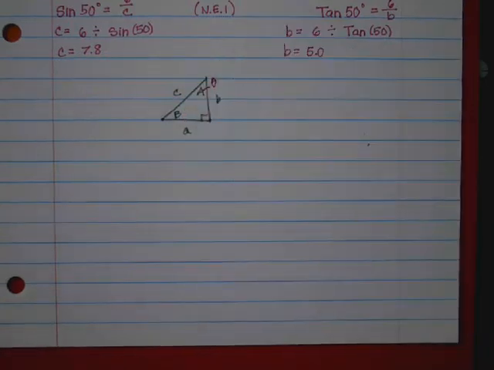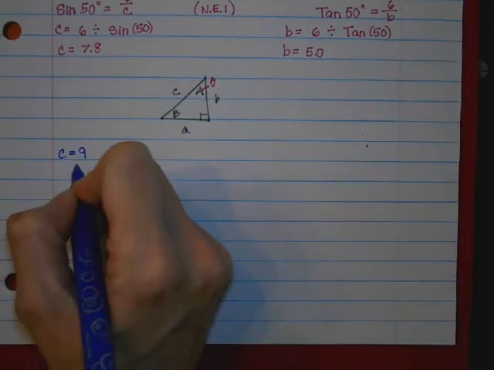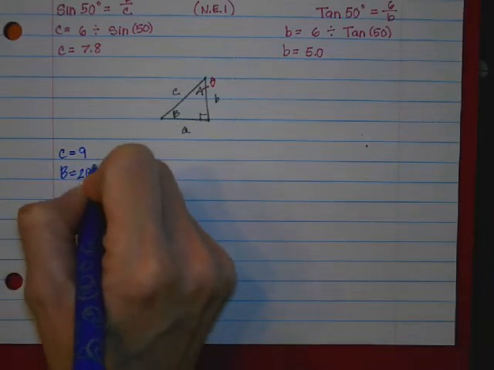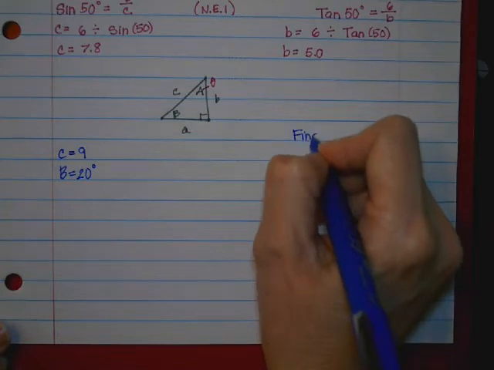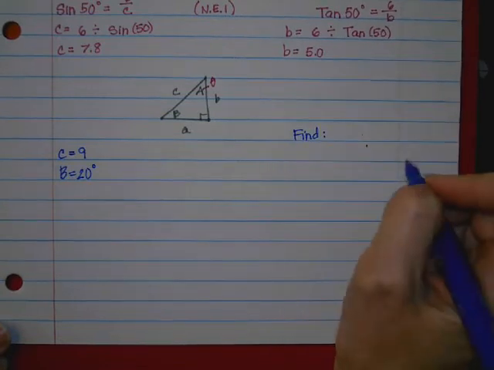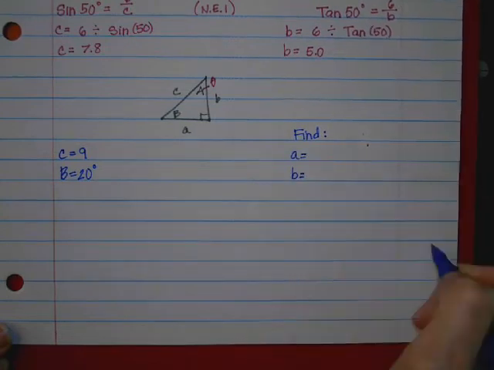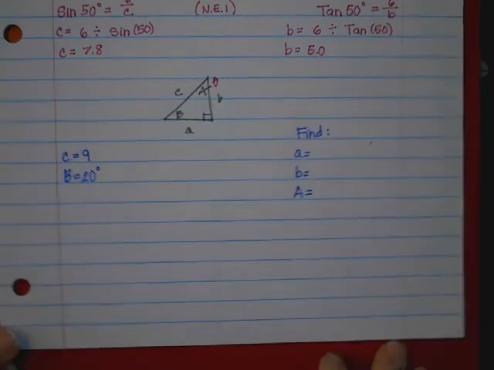All right, so that's our theta. All right, so this time they're going to tell us a few things. They're going to tell us that little c is equal to 9. They're going to tell us that angle B is equal to 20 degrees. And they want us to find the two missing sides and the missing angle. So since I know little c, they want me to find little a and little b. And since I know angle B, they want me to find angle A.